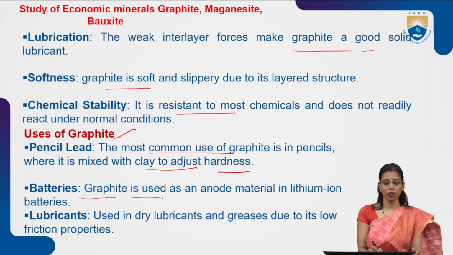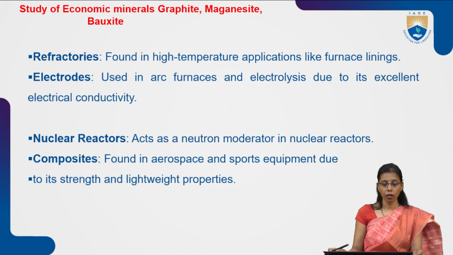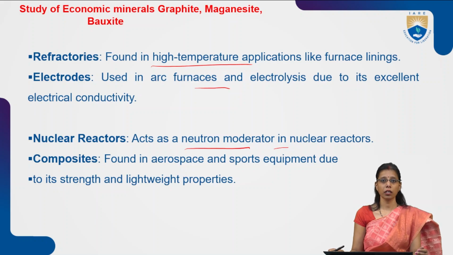Batteries: graphite is used as an anode material in lithium-ion batteries. Lubricants: used in dry lubricants and greases due to its low friction properties. Refractories: found in high temperature applications like furnace lining, and electrodes used in arc furnaces. Electrolysis: due to its excellent electrical conductivity. Nuclear reactors: it acts as a neutron moderator. Composites: found in aerospace and sports equipment due to its strength and lightweight properties.